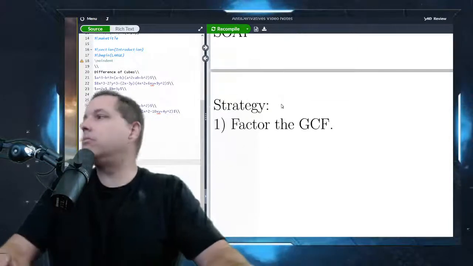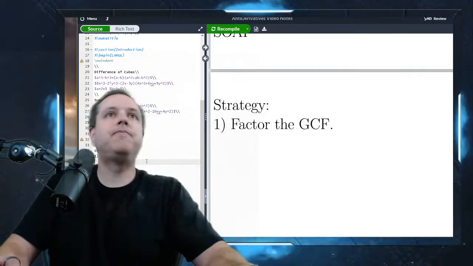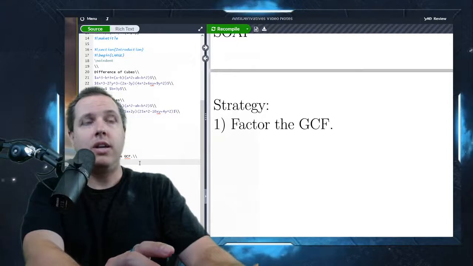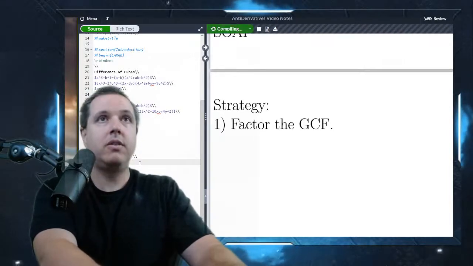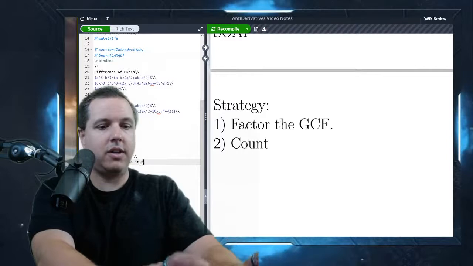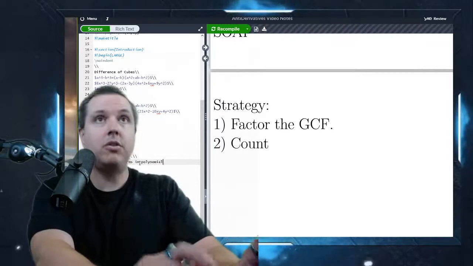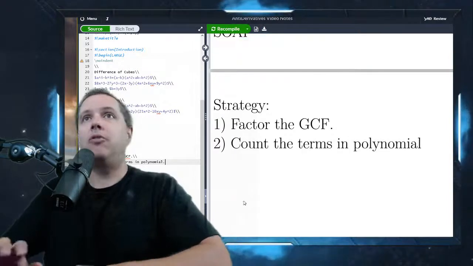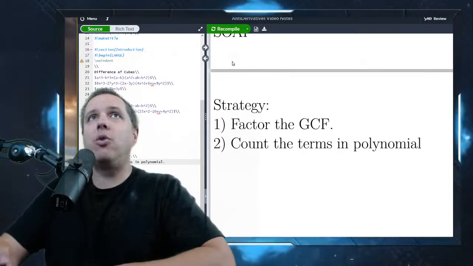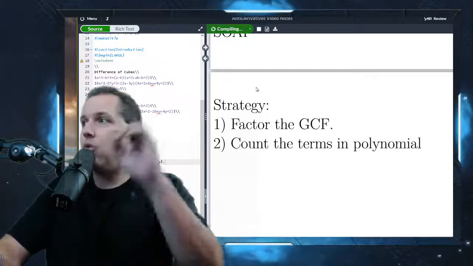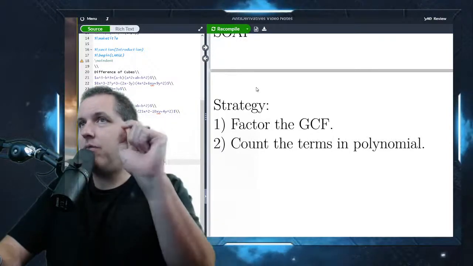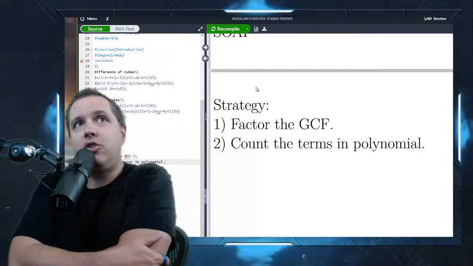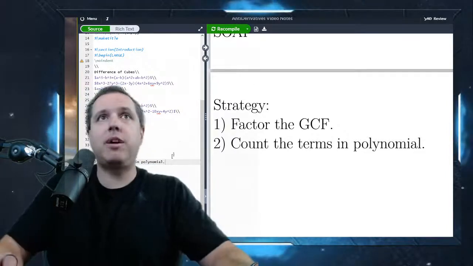Step number 2 is to count the terms in the polynomial. Count the terms in the polynomial. This is going to be your clue as to what type of problem you're dealing with. Okay. So if there are 2 terms, here are the possibilities, right?